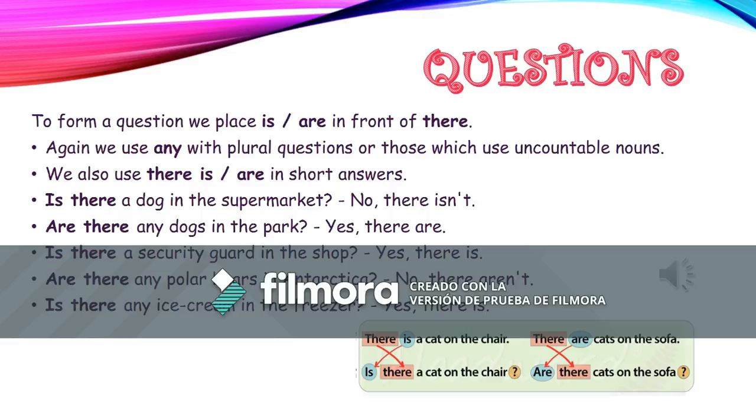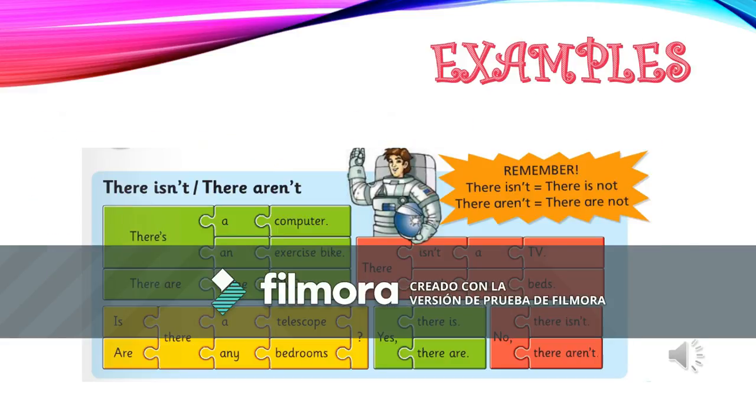We change the position of is and there. There is a cat in the shade is the positive sentence. For the question: is there a cat on the chair? In this picture you can find examples of the grammar with there is and there are. Remember that there isn't is there is not and there aren't is there are not.